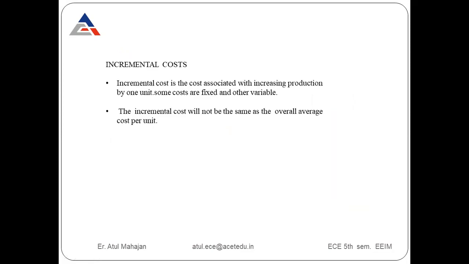Now, what is the incremental cost? Incremental cost is a cost that is associated with increasing production by one unit. Some costs are fixed and others are variable. Incremental cost means the cost that is associated with the production. If my production is increasing, I have to enhance my incremental cost also. Incremental cost goes on increasing with the increase in the production system.